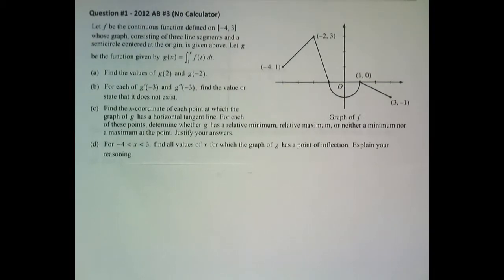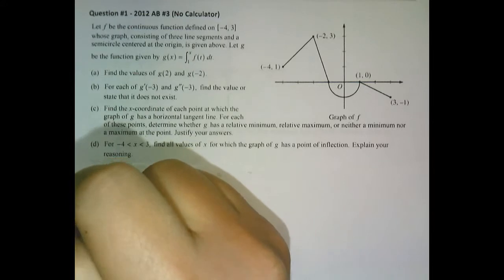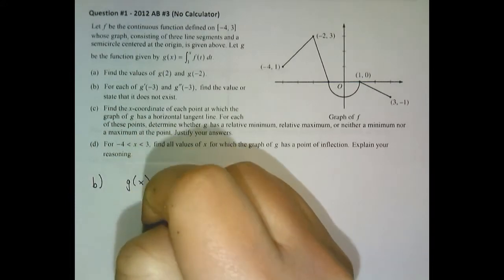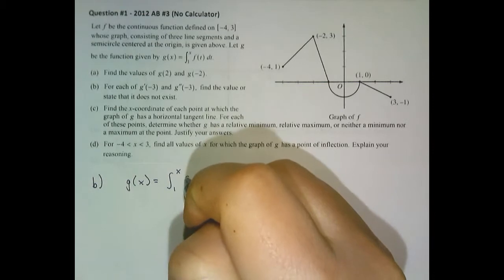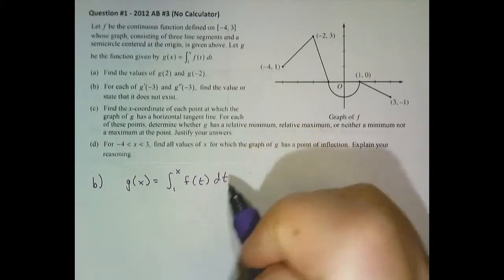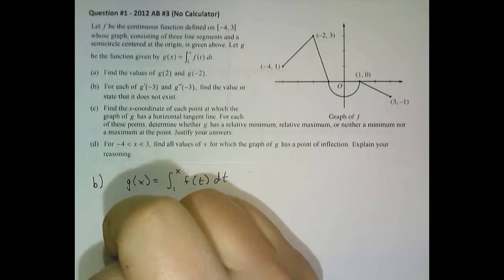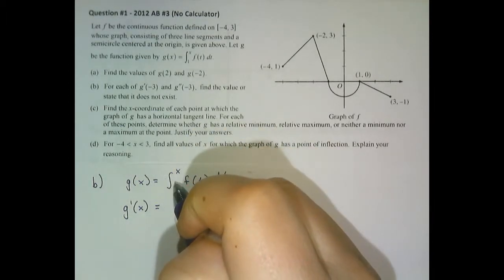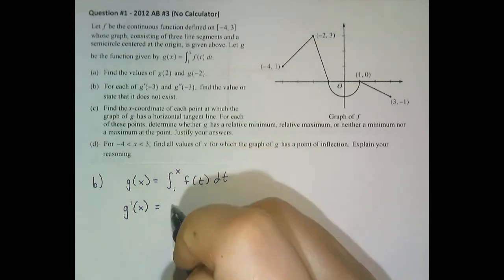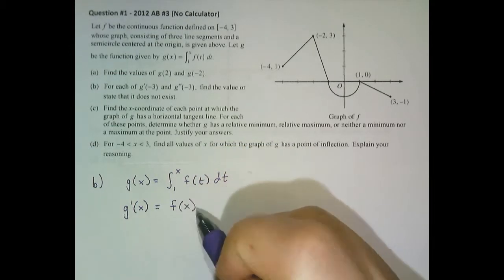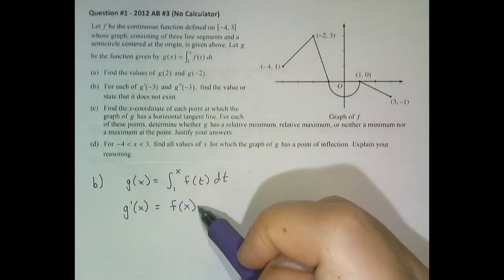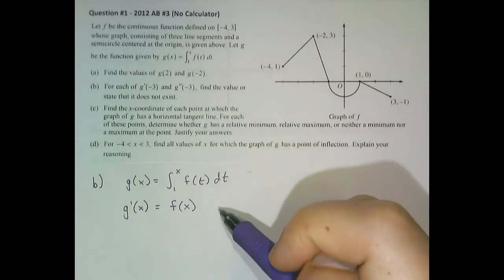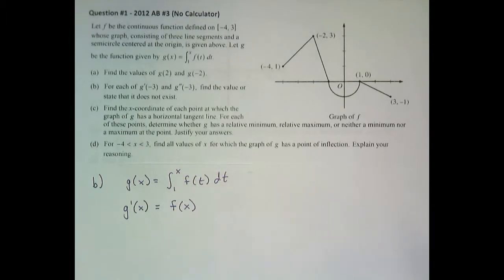Moving on to part B. For each g prime of negative 3 and g double prime of negative 3, find the value. So, in an integral defined function, we can apply the fundamental theorem of calculus by taking the derivative of the left-hand and right-hand side, and the fundamental theorem essentially tells us that the derivative of the integral is equal to the integrand. Technically, integrand evaluated at the top times the derivative of the top minus integrand at the bottom times the derivative of the bottom. But g prime of x equals f of x.